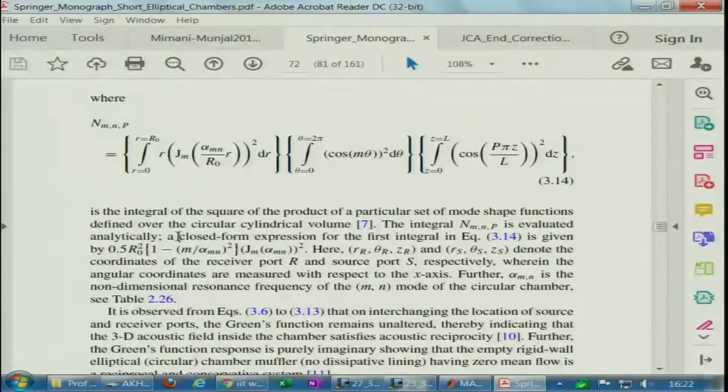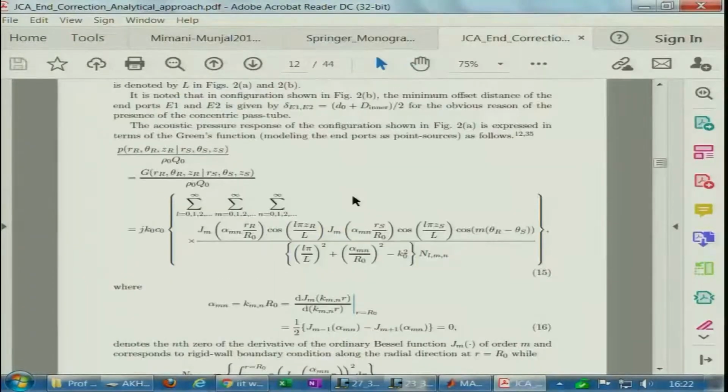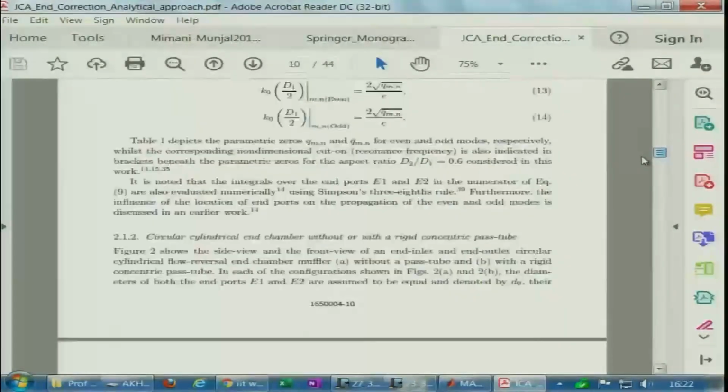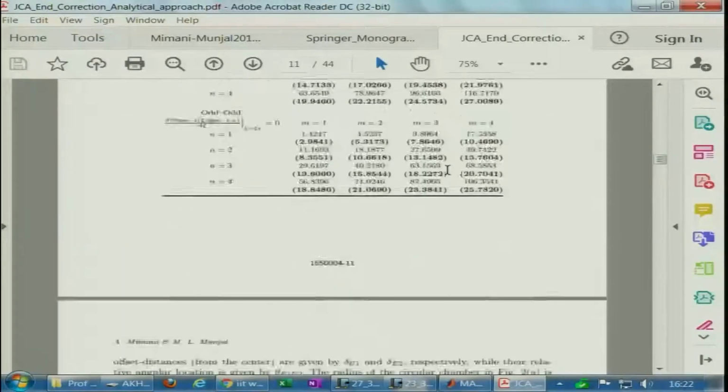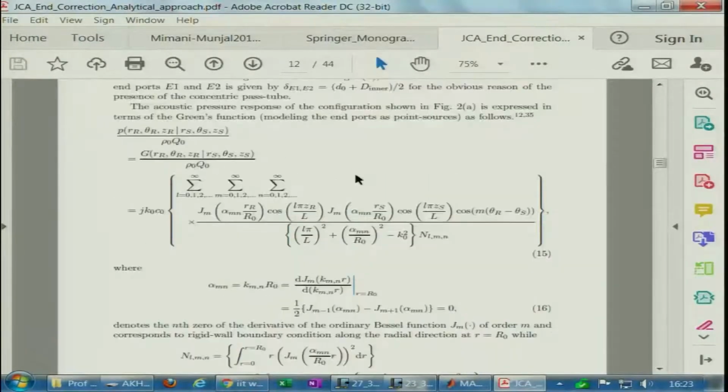For example, a closed form expression for the first integral, that is this one in equation 3.4, is given by 0.5 r naught, this thing, which can be found from different mathematical handbooks, and the other functions you can trivially find. Such a function is also given in another paper that was published some time back in the Journal of Computational Acoustics for a circular cylindrical chamber. You have this kind of a thing.